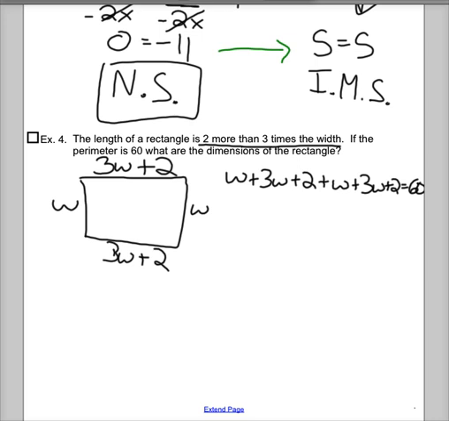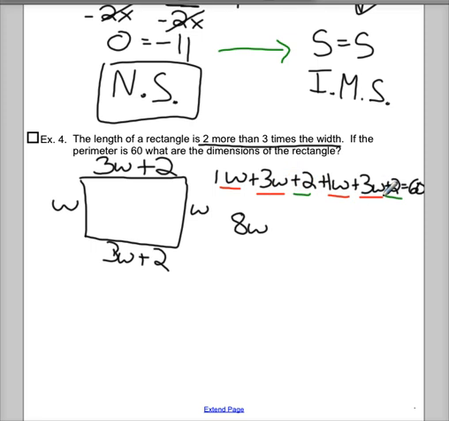Now, we can use this equation to solve for W to find the width. I don't see anything I need to distribute. I don't have any of those parentheses. But I do see some like terms I can combine to clean up this equation. I want you to notice all of these W terms. So I have 1 W here, 3 there, 1 there, 3 there. 1 plus 3 plus 1 plus 3. That's going to give me 8 of those W's.